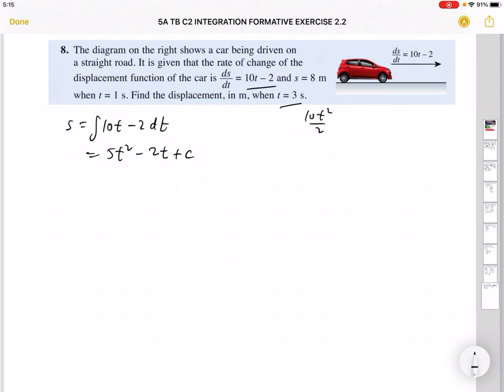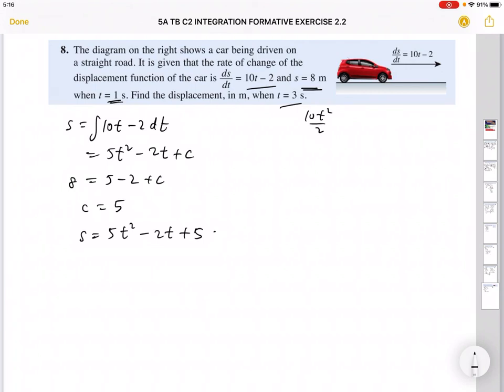All right, to find the value of c, we need to use this information. When s is 8, t is 1. So this is 3. Bring over, c is just 5. So my displacement function is 5t squared minus 2t plus 5.